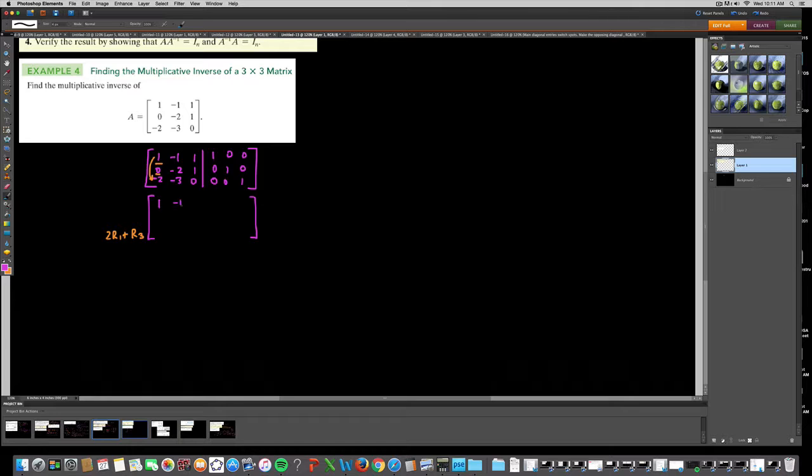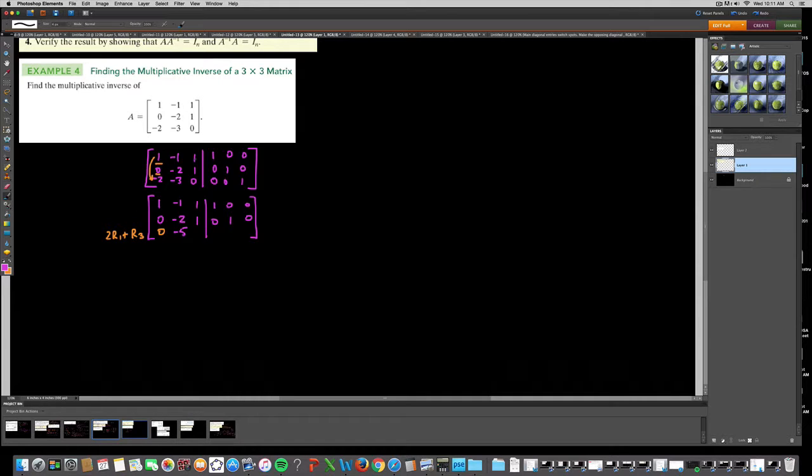So row 1 is not any different here. Row 1 stays the same, 1, 0, 0. Row 2 is still the same thing here, 0, 1, 0. It's just that in row 3 now we would have a 0 here. Let's look across this though. We're going to double the entire top row and add it to the third row. So if we took 2 times negative 1, we get negative 2, and negative 2 plus this negative 3 here, we would get a negative 5.